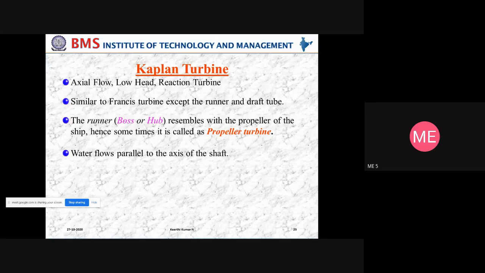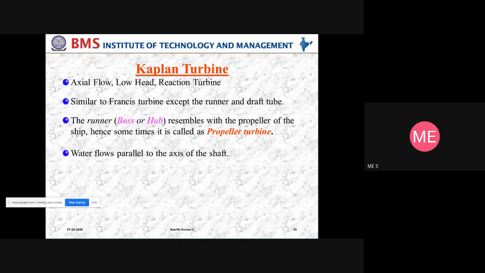The runner, we are going to call it a boss or a hub. Another name for the runner is boss or hub, but that can be used only for the Kaplan turbine, not for the other turbines. For other turbines, we'll call it a runner only. But here, just to differentiate the turbines, we call it a boss or a hub, which resembles the propeller of a ship.